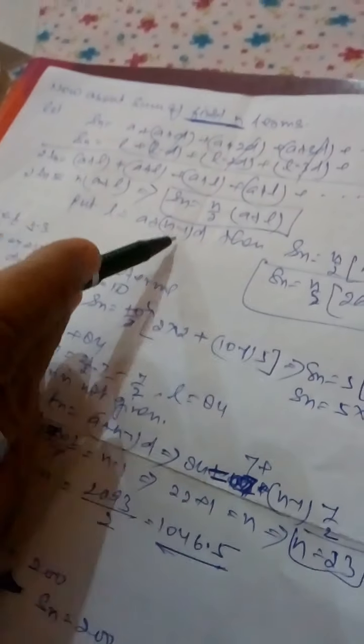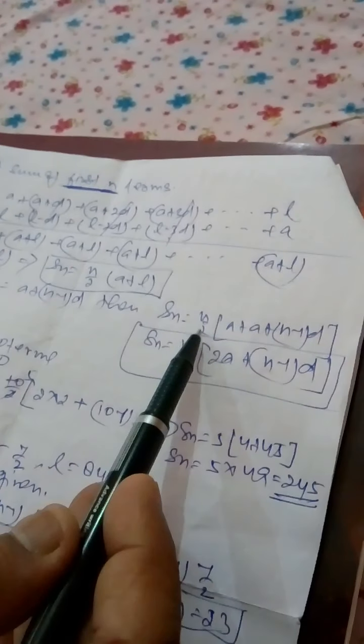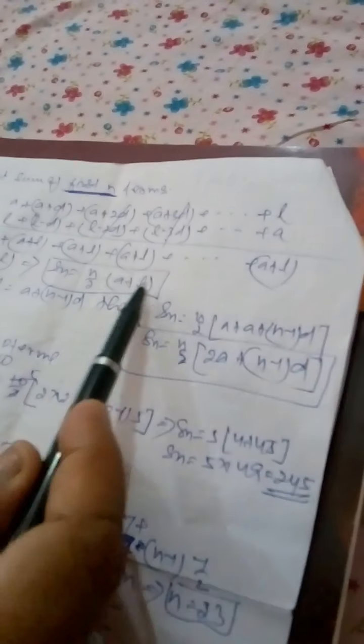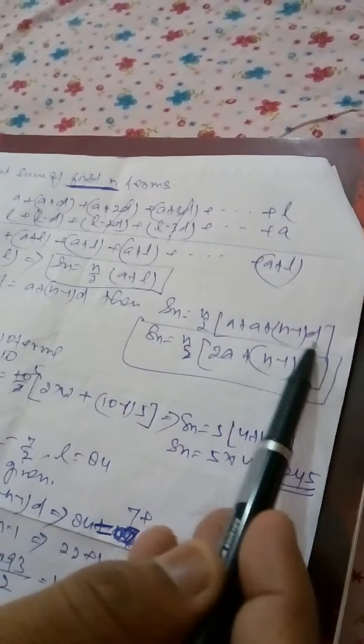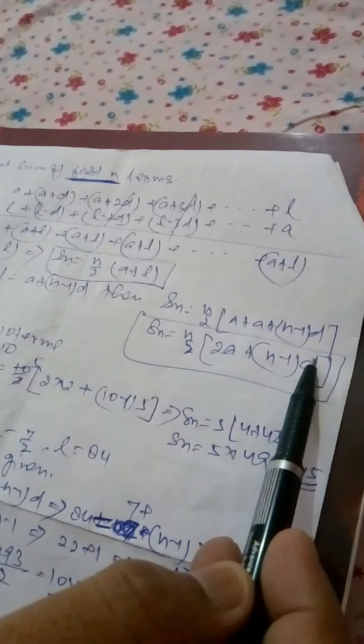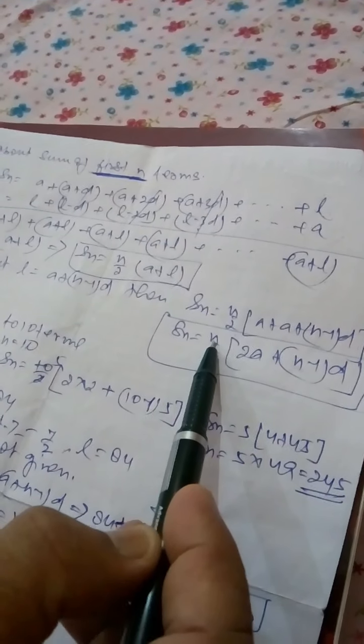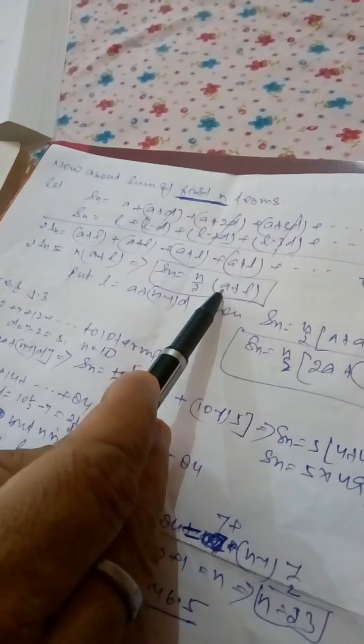Put L equal to A plus (n minus 1) into D in this formula. Then Sn equals n by 2 into (A plus, at the place of L, we can write A plus (n minus 1) into D). After the simplification, Sn equals n by 2 into (2A plus (n minus 1) into D). This is the second formula. This will be used when n is given, the number of terms, first term and common difference are given. And the first formula is used when n is given, A is given, and L, the last term, is given.